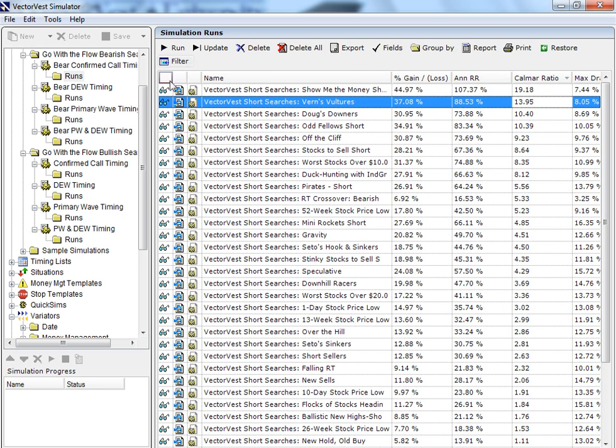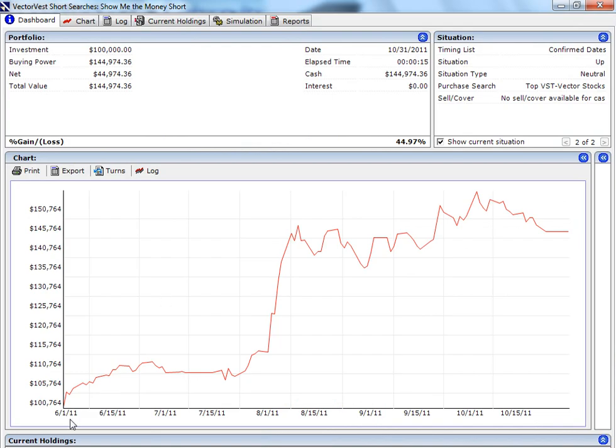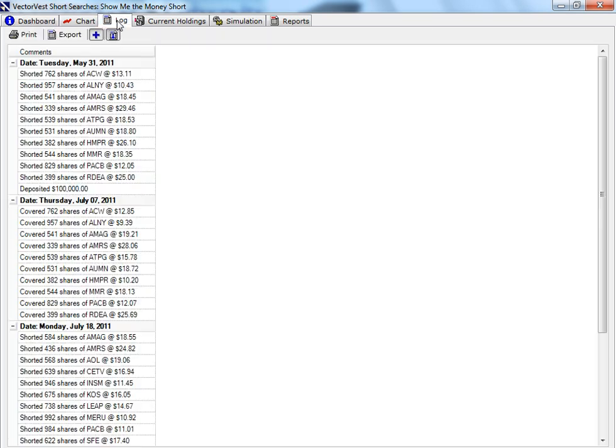Let's take a look at its detail. Here's our equity curve. Of course, the flat lines then are the confirmed up calls where we were in cash. The portfolio itself exhibited a lot more volatility in this time frame, but overall garnered us that 44.97% gain. Let's take a look at the log. Again, I'm shorting most stocks well over $10, which is right where I want to be.